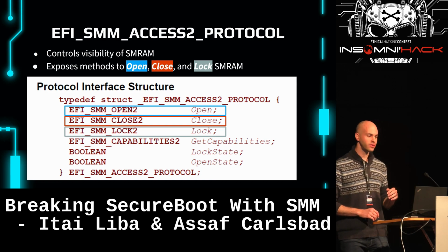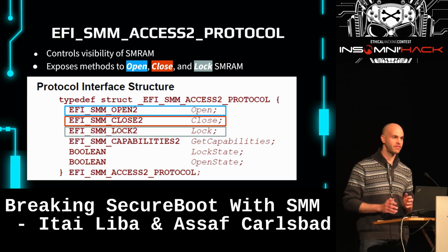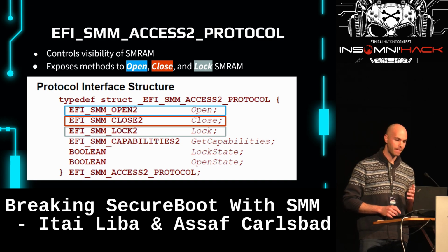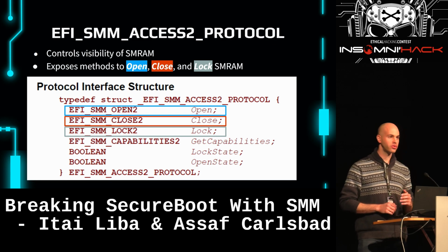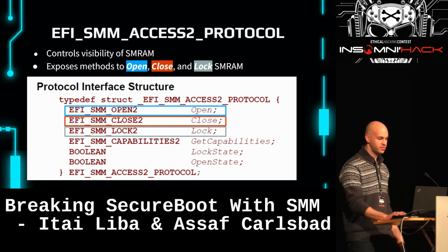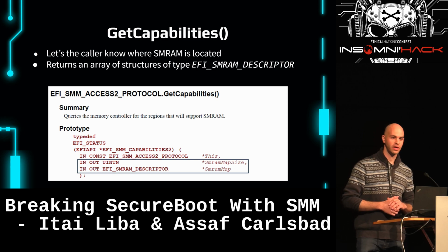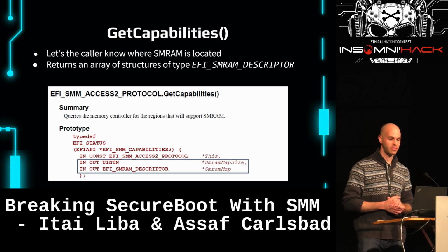Now, before moving on, we need to elaborate a bit about one protocol called the EFI SMM Access 2 protocol. Basically, this protocol is used to control the visibility of SMRAM on the platform. And as such, it exposes the respective methods to open, close, and lock SMRAM. In addition to those three, it exports yet another method called getCapabilities. And getCapabilities is actually used to query the memory controller about the location of SMRAM in physical memory.